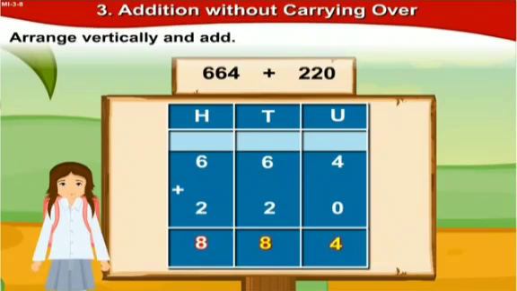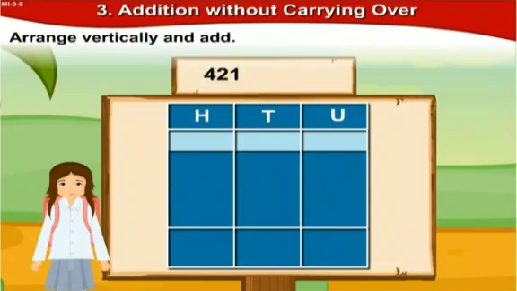Now let us see the next sum. 421 plus 351. First we'll arrange them vertically. Let's write HTU. Now 421 is 400, 2 tens, 1 unit, plus 351 would be 300, 5 tens, 1 unit. Let's begin the addition. 1 unit plus 1 unit is 2 units. 2 tens plus 5 tens is 7 tens.